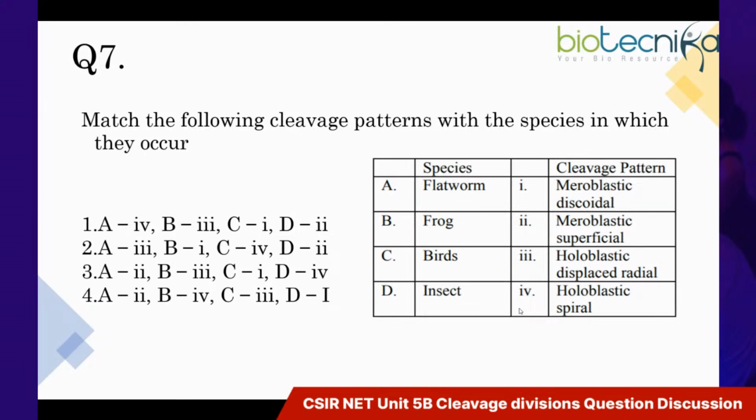Just now I talked about the insect, right? Birds and insects, at least you know what type of egg they have, so you can predict what type of cleavage they can have. One, you have the meroblastic discoidal cleavage pattern. That means the cleavage division will be like a disc. And meroblastic superficial, the cleavage division will appear only on the periphery.